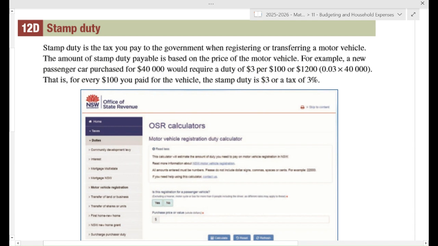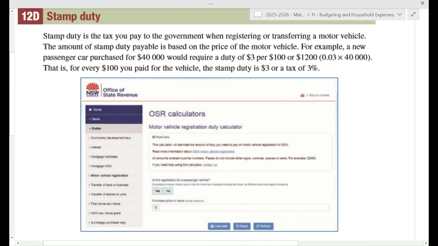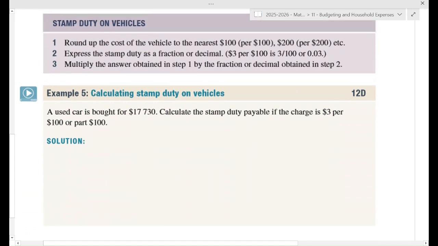When you register or transfer a vehicle, there's this stamp duty. It also happens when you buy houses and things like that. It's a really interesting concept that you've got to pay this little bit of extra money because you're buying something or because you're transferring it. It's like, do they really have to do any work? Anyway, that's by the by.